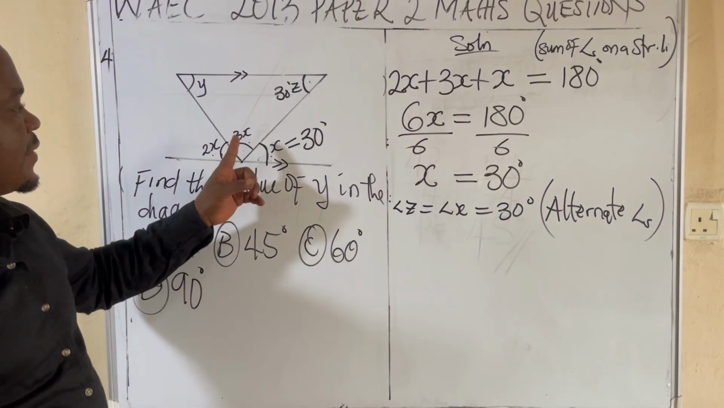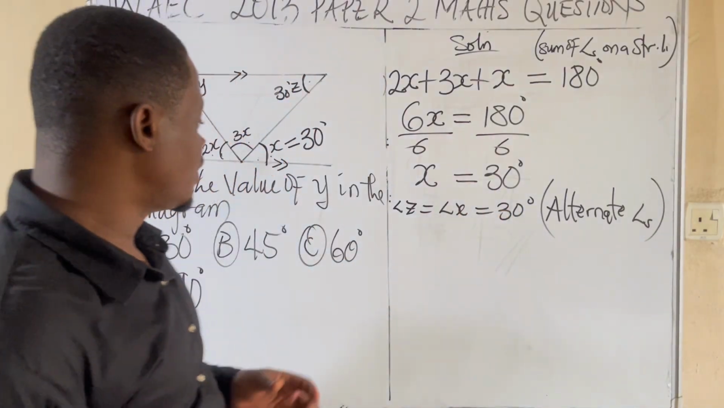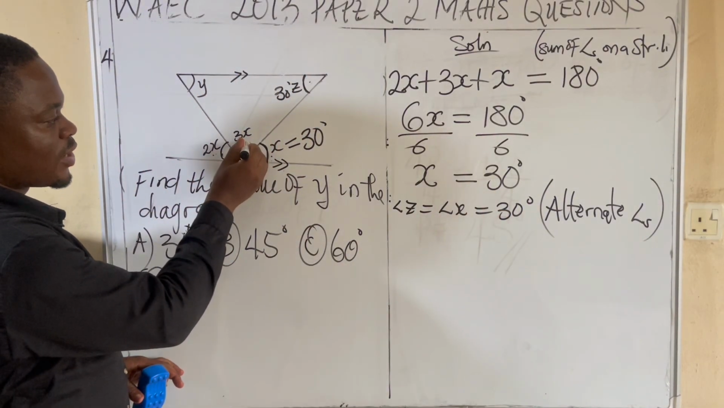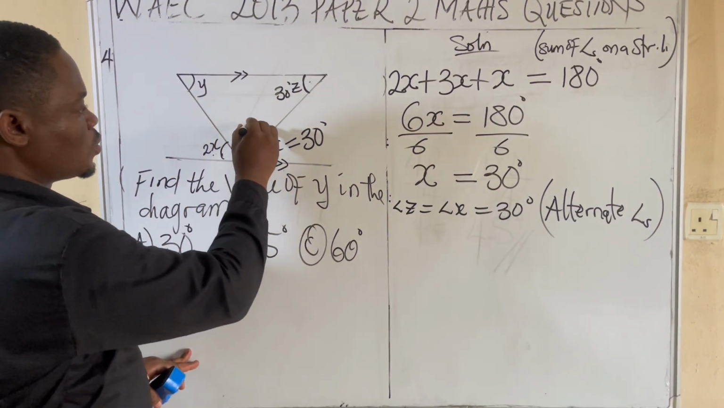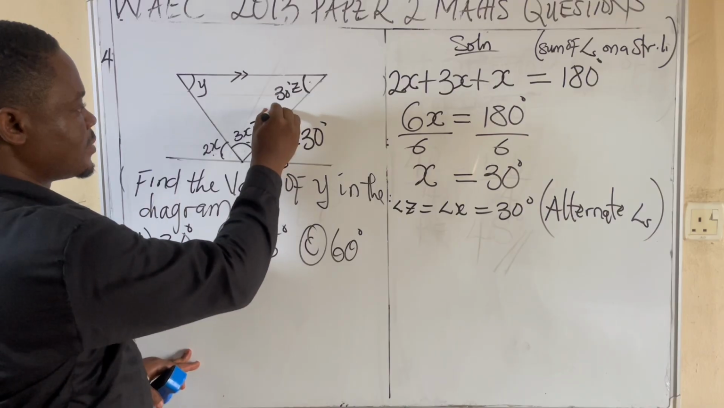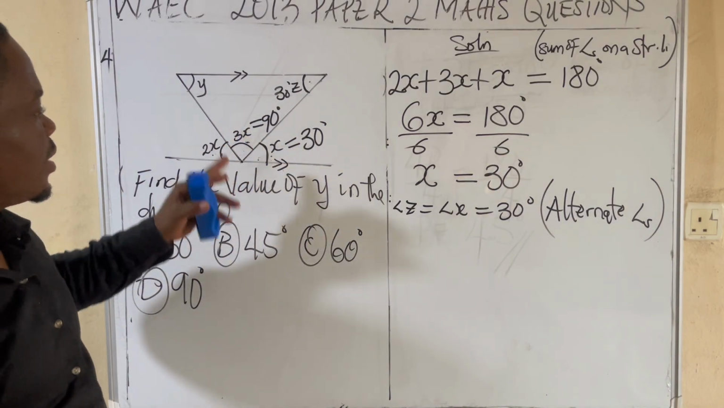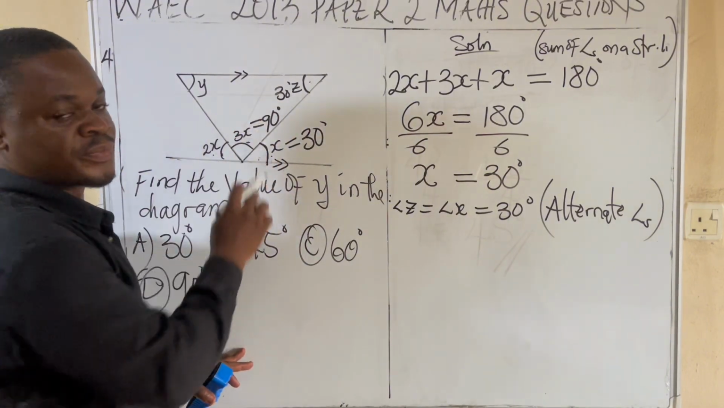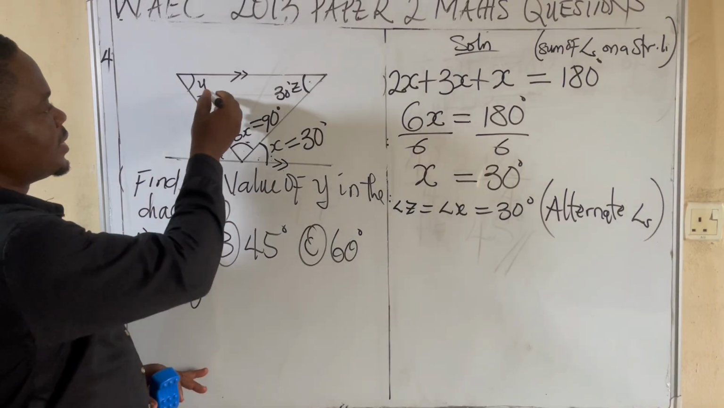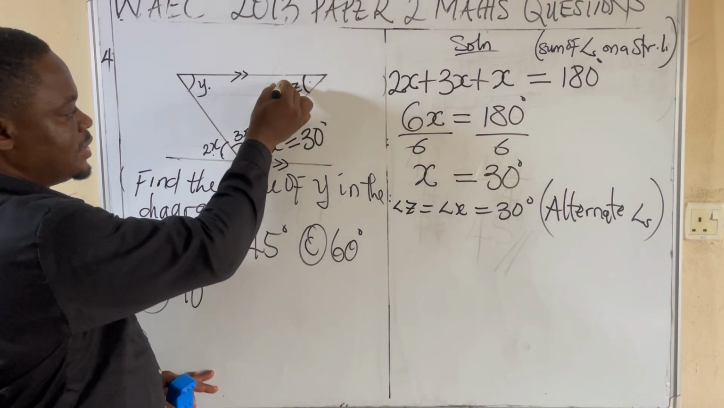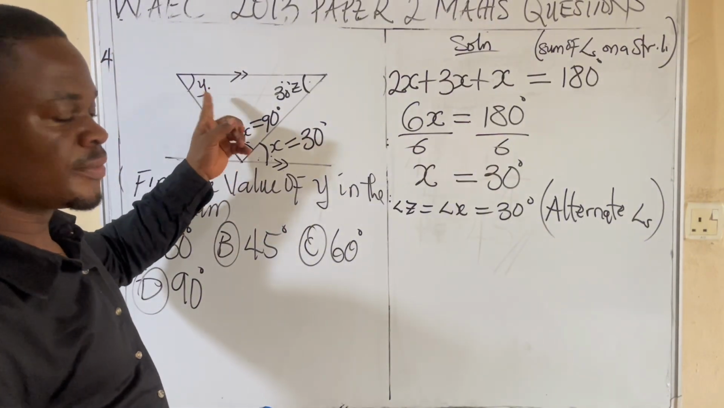Now, since we already know the value of x, this angle here is going to be 3 times x, which is equal to 90 degrees. The value of 3x here is going to be 90 degrees. So this angle here is 90 degrees. Now, for us to get the value of y, we need to add the value of this angle, this and this.